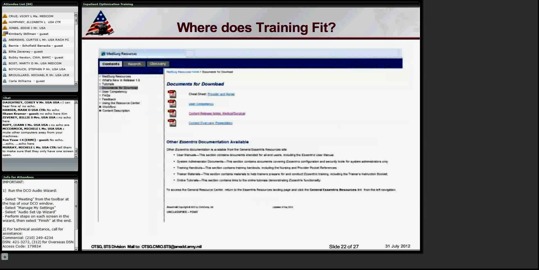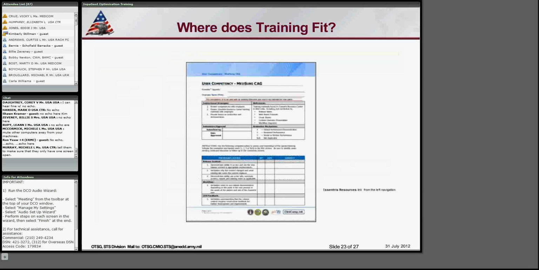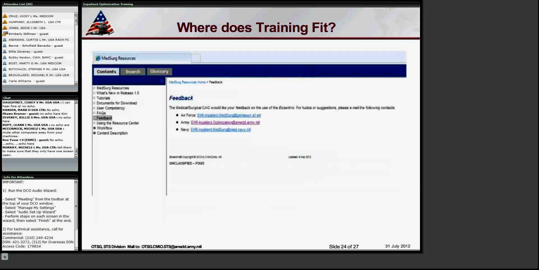Documents for download. This would be specific to the CAG. You have the cheat sheet, user competencies. That's one that I'll show you here. That's a training tool. Content release notes, and then the content overview presentation. The purpose of the presentation is for you to use with maybe leadership or meetings to show what the content overview looks like. So here is an example of what the user competency form looks like. It's a one-pager to make sure that the user is ready to use the material.